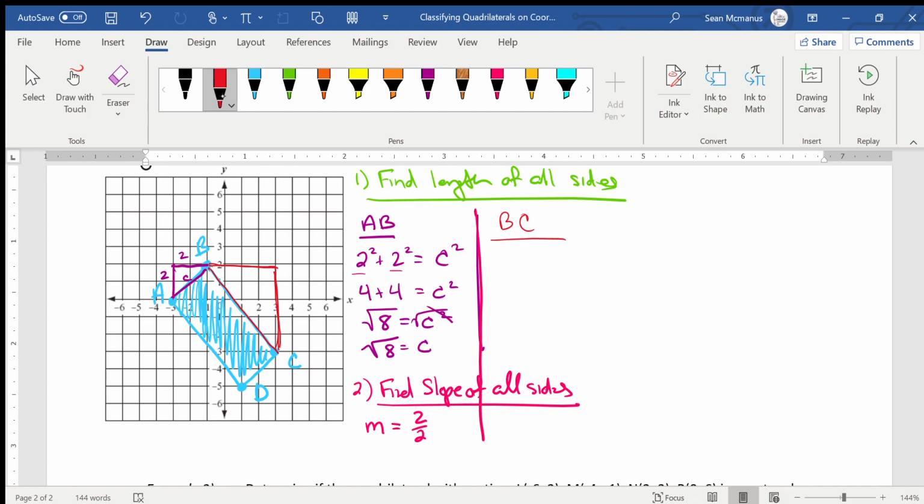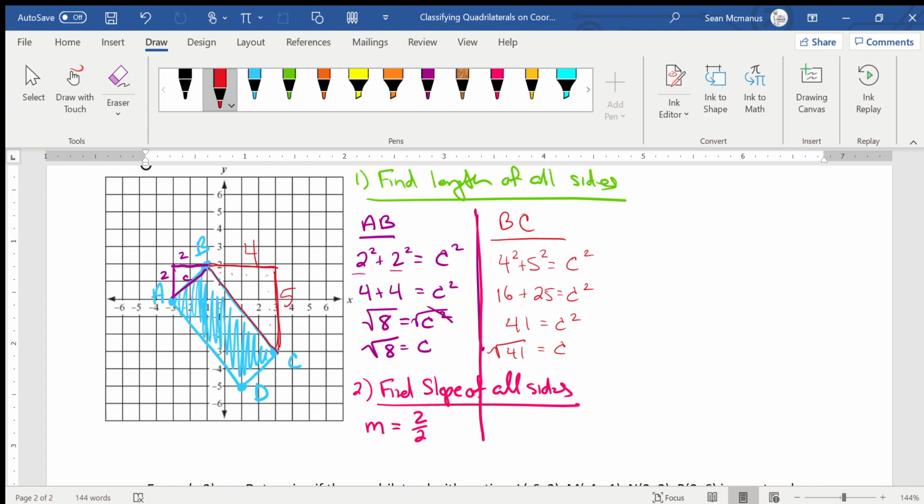And this side on the top is 1, 2, 3, 4. And this side is 1, 2, 3, 4, 5. So 4 squared plus 5 squared equals C squared. 4 squared is 16, 5 squared is 25. Add them together, I get 41 is C squared. And C is the square root of 41.